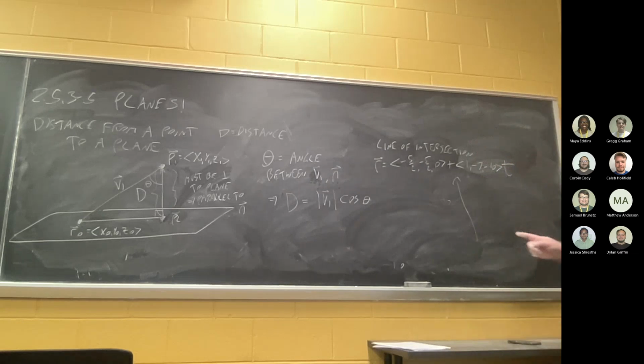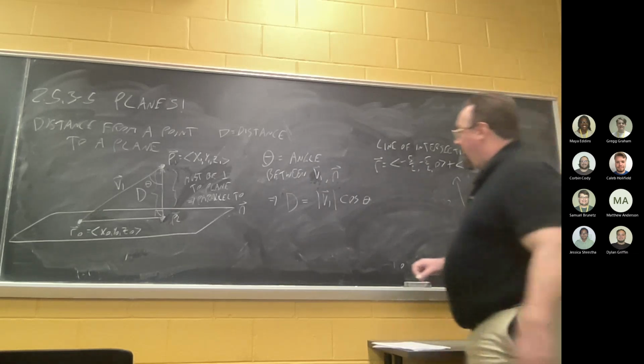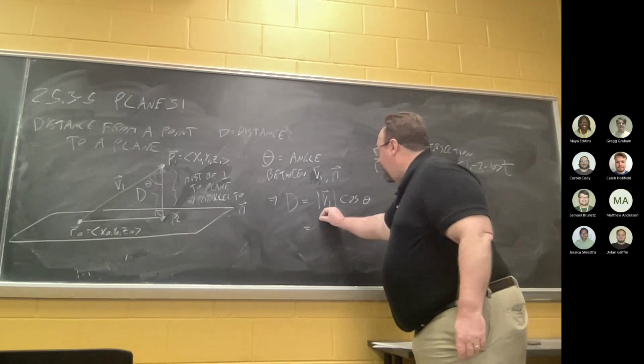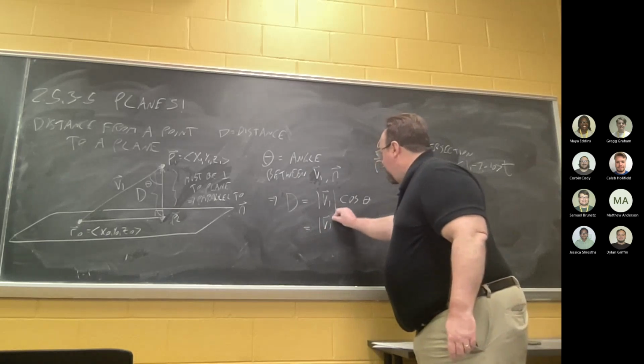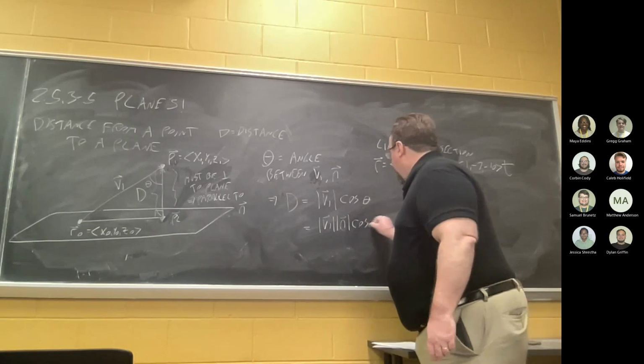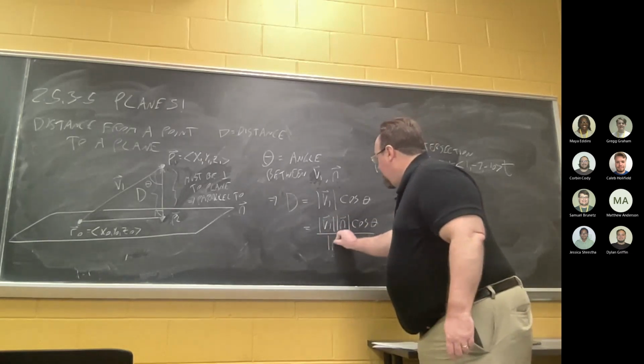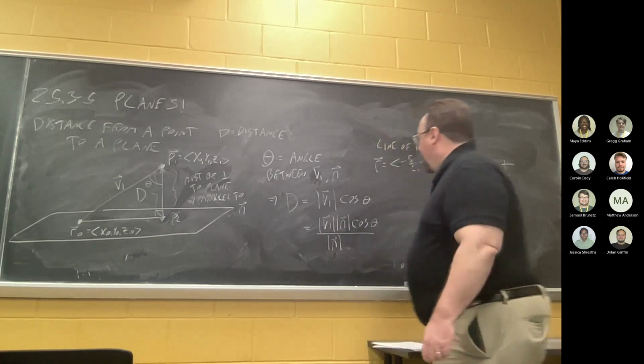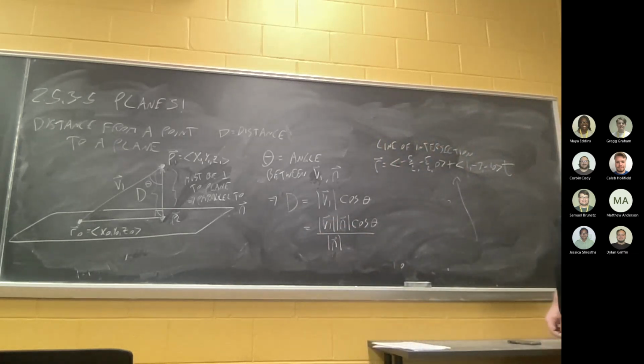Now, it's not our actual formula for distance, but it's getting us there. So now what I'm going to do is multiply and divide by the magnitude of n. Starting to look a lot like cross product over magnitude of n.